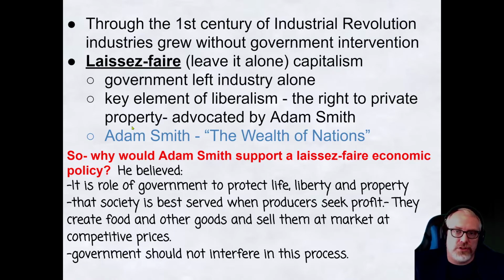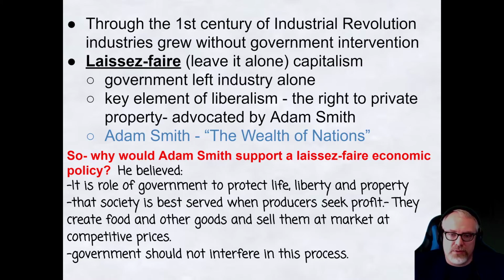Through the first century of the industrial revolution, industries grew with no government intervention. It's laissez-faire, leave it alone capitalism. So governments left industry alone. A key element of liberalism is the right to private property, which was advocated by men like Adam Smith, and he eloquently lays this down in his Wealth of Nations.